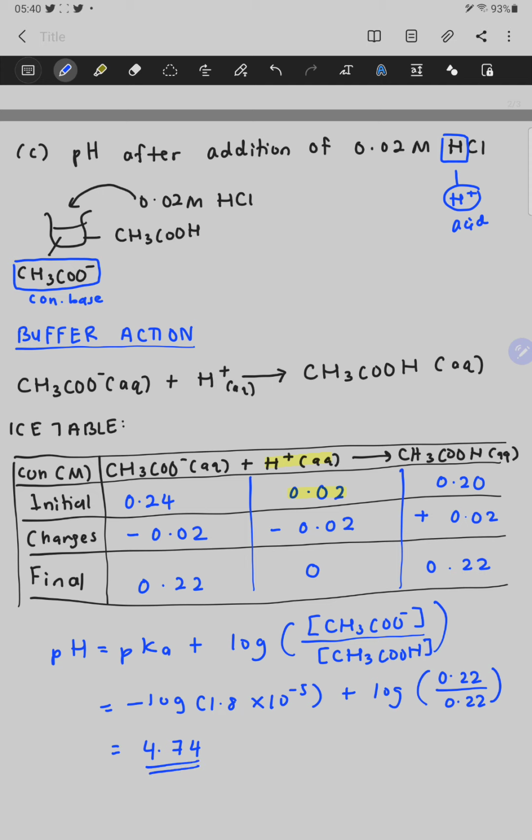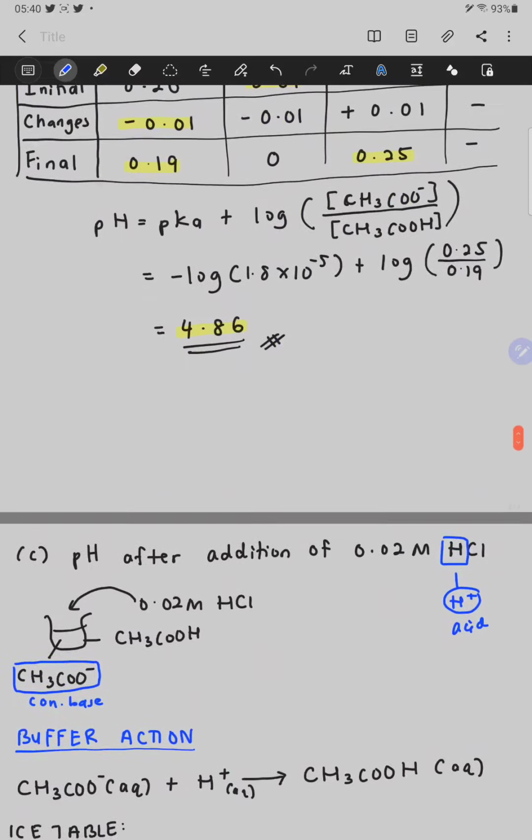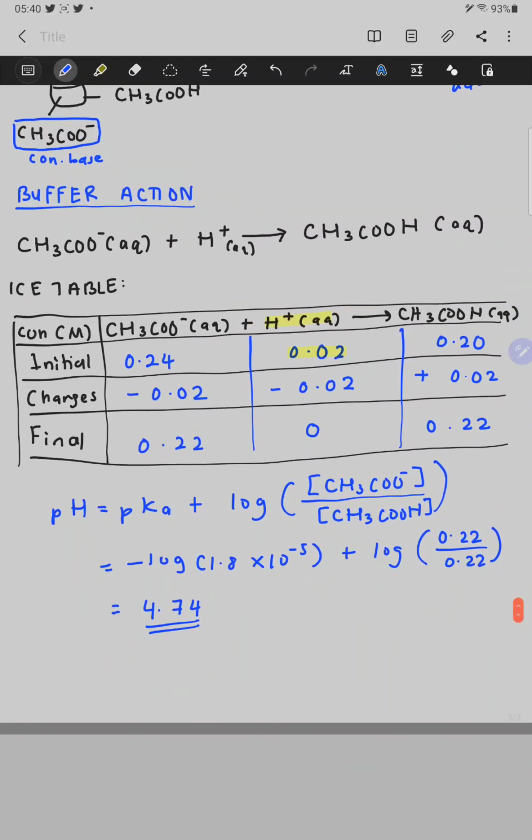So kita akan dapat 4.74. Okay, so the original pH, the pH of the buffer before addition is 4.82. So after addition of strong acid, dia hanya berkurang sedikit sahaja. Dia hanya ada slightly changes saja, dan pH of the buffer ni still berada dalam range pH 4. Maksudnya this acidic buffer still ada ability untuk maintain dia punya pH.